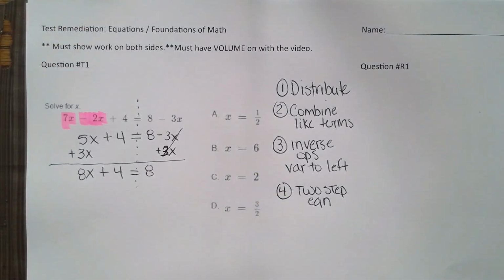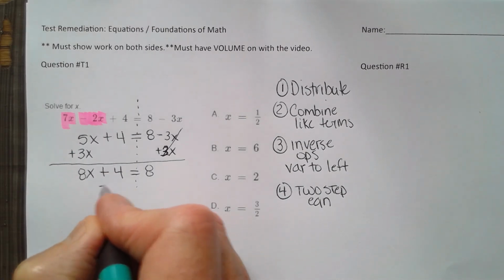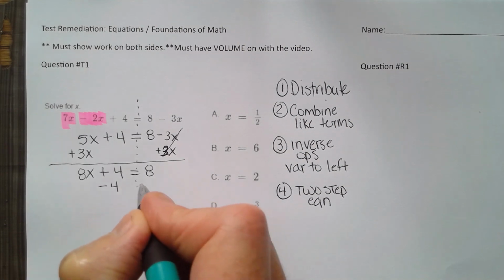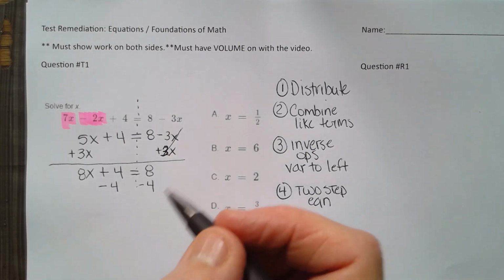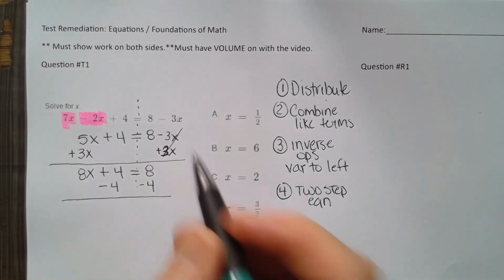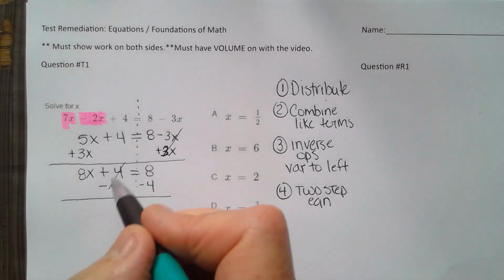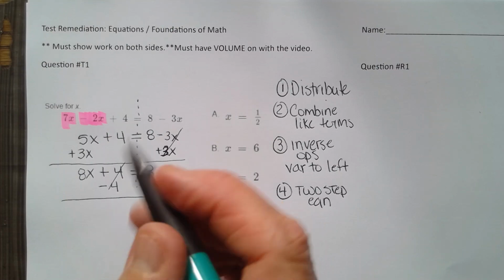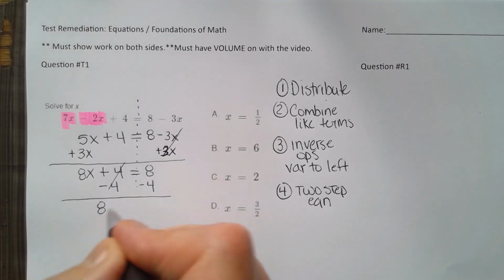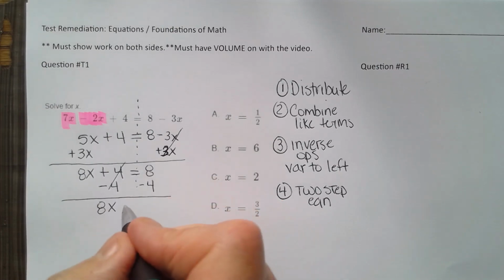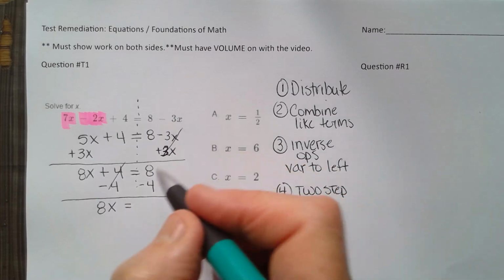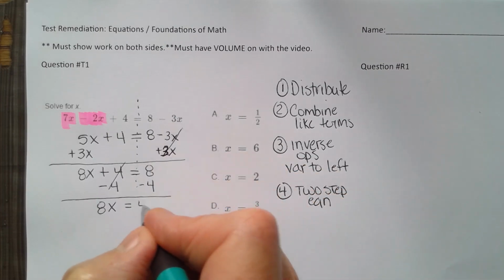Now I have a two-step equation, so I need to be focused where my variable is. I need to move the 4 and the 8. I'm going to move the 4 first because I want to do addition and subtraction first. The 4 is added, so the opposite would be subtracting it, and I have to do it to both sides of the equation. Negative 4 plus 4 is a 0. That's why I'm crossing it out. Bring down your 8x. Bring down your equal sign, and 8 minus 4 is 4.